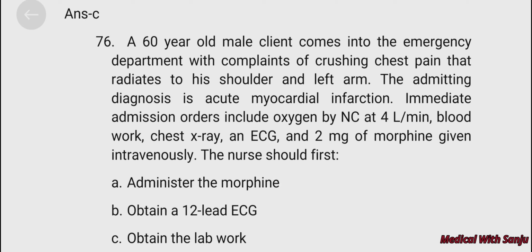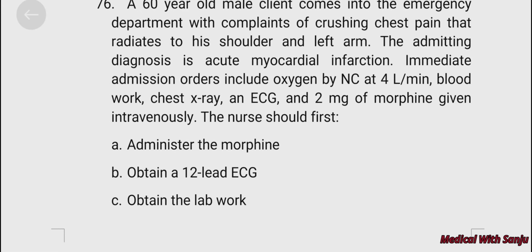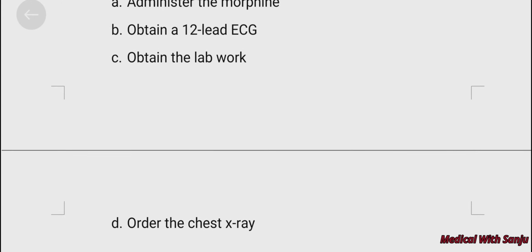The nurse should first. Option A. Administer the morphine. Option B. Obtain a 12-lead ECG. Option C. Obtain the lab work. And option D. Order the chest X-ray.